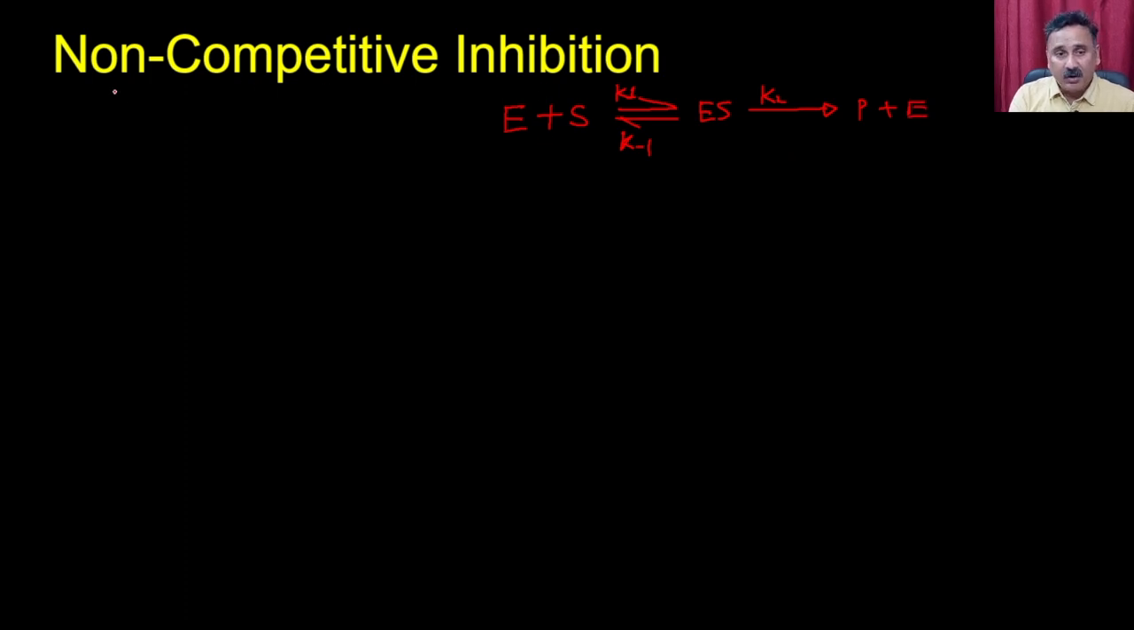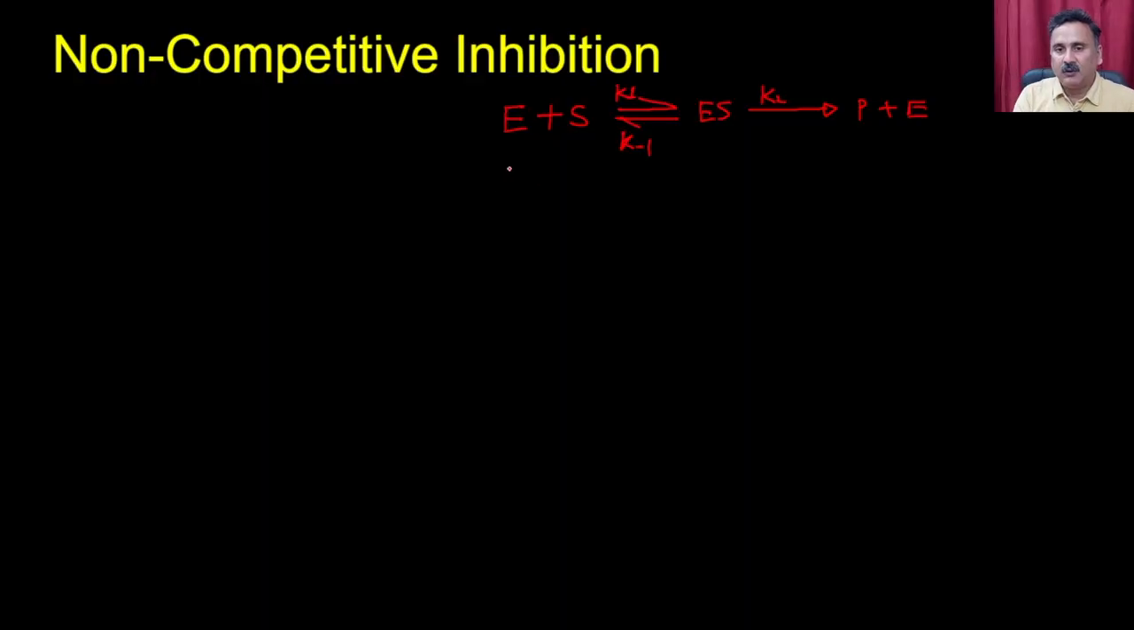Now in non-competitive inhibition, because it is not going to compete, it is going to bind a discrete site, or allosteric site. Because it binds to the discrete site, it can bind to the free enzyme, and it can bind the enzyme substrate complex. So it can bind the enzyme and form the enzyme inhibitor complex, or it can bind here and form the enzyme substrate inhibitor complex. This is called Ki and this is called Ki prime.